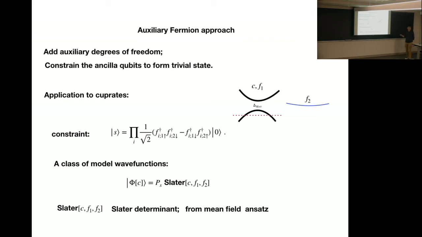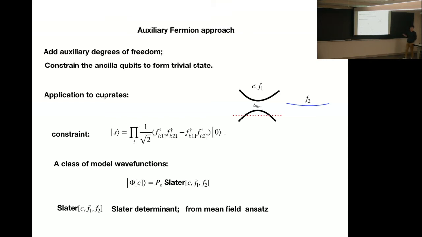So the lesson I learned is that we can have a new type of parton theory. In this parton theory, we just add some auxiliary fermions. It's like ancilla qubits. And now we can constrain the ancilla qubits to form a trivial product state. Then we can recover the physical Hilbert space. So this is kind of a new parton theory.